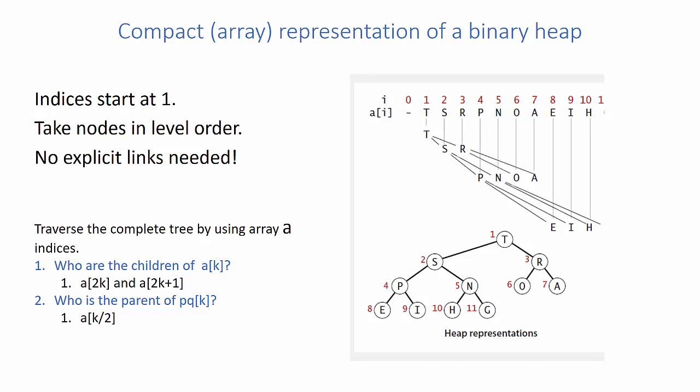Is this a binary heap? We can always test that. We know it's a complete tree, so the shape invariant is satisfied, and also the order invariant: the parent is greater than or equal to its children. And we can also write the code thinking of this as a tree, because if you want the children of a[k], we simply look at a[2k] and a[2k+1]. If you want the parent of a[k], we look at a[k/2].